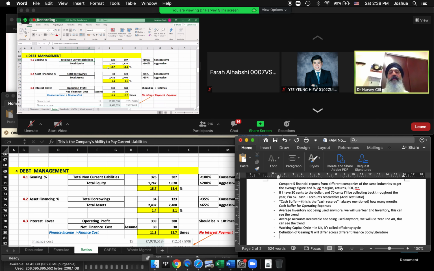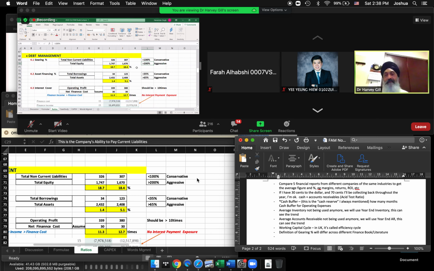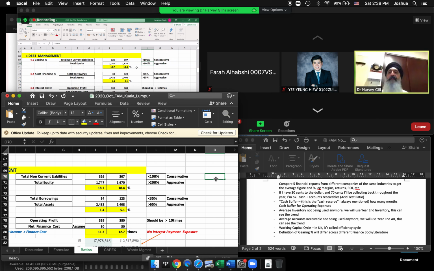So in the case of this company, the total amount of long-term money that outsiders have put in compared to the shareholders' equity is only 18%, 18.7%. So they are very conservative. Normally when this ratio is less than 100%, it is considered very conservative. More than 200%, very aggressive. In between 100 and 200, we say balanced. These are some of the terms we use. Balanced. Less than 100%, conservative.